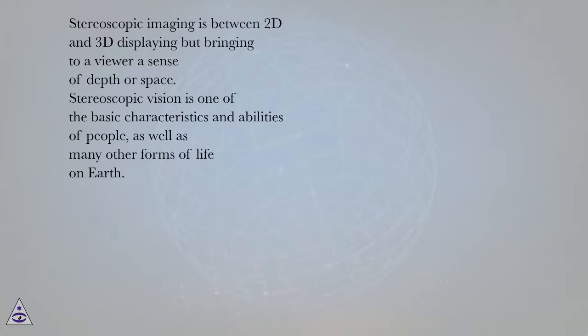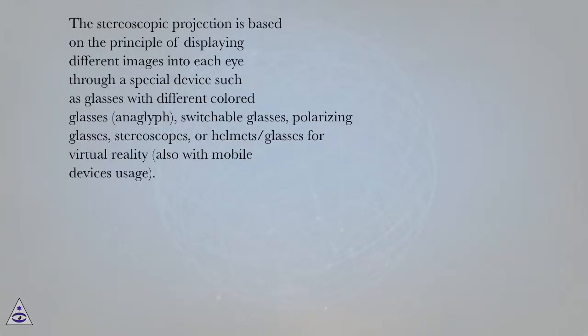Stereoscopic imaging is between 2D and 3D displaying but bringing to a viewer a sense of depth or space. Stereoscopic vision is one of the basic characteristics and abilities of people, as well as many other forms of life on Earth. The stereoscopic projection is based on the principle of displaying different images into each eye through a special device such as glasses with different colored glasses, anaglyph, switchable glasses, polarizing glasses, stereoscopes, or helmets/glasses for virtual reality, also with mobile devices usage.